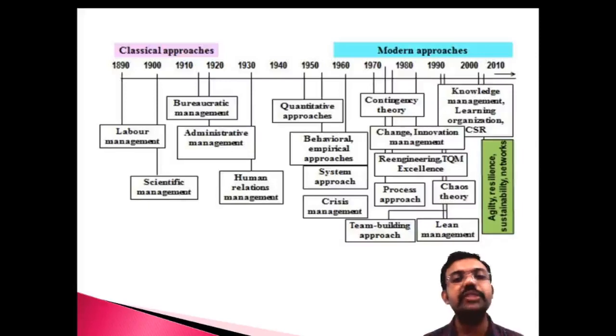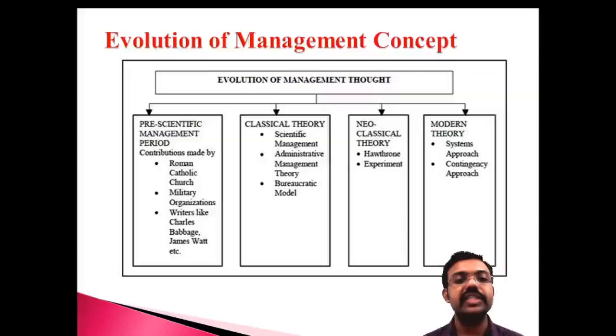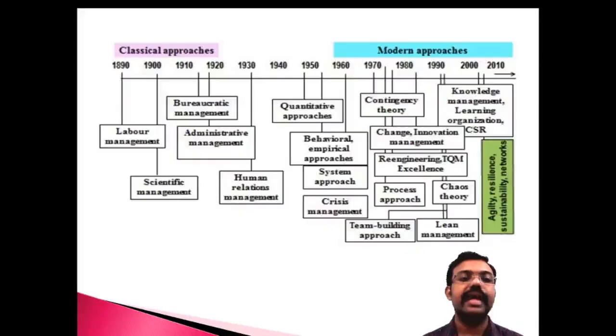So management is essential for the success of your organizations. This is a transition period, the history of management from 1890 to 2010. The history has four important periods: pre-scientific, classical, neoclassical, and modern theory. And there is a transition from the classical approach to the modern approach.